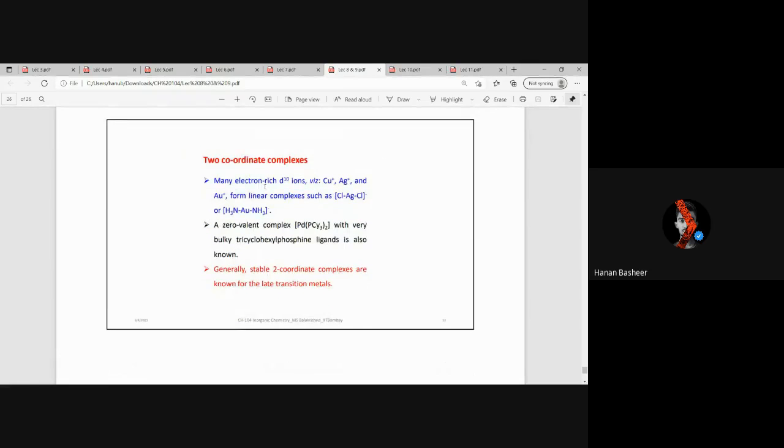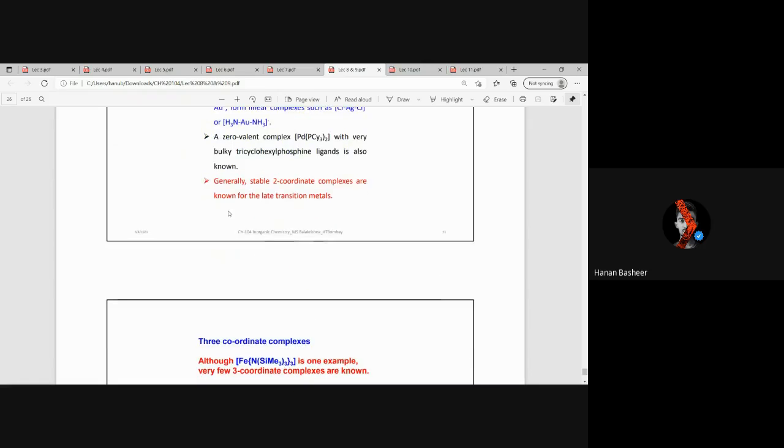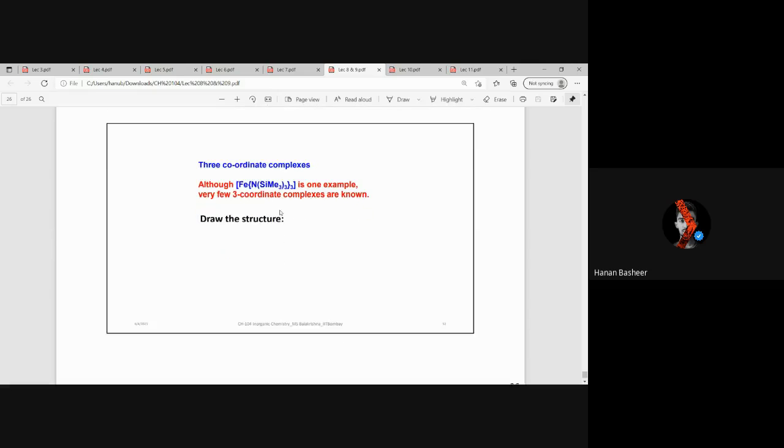Then two-coordinate complexes: d10 Cu plus, Ag plus and Au plus form linear complexes such as these, and zero-valent compounds form with very bulky tricyclohexylphosphine ligands as well. Generally stable two-coordinate complexes are known for late transition metals. Now this is an example where we have to draw the structure of Fe[N(SiMe3)2]3, and this is one example which we have to draw.